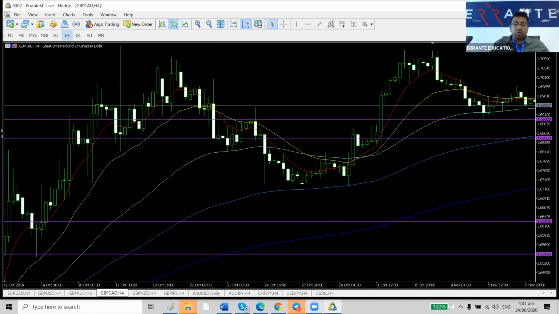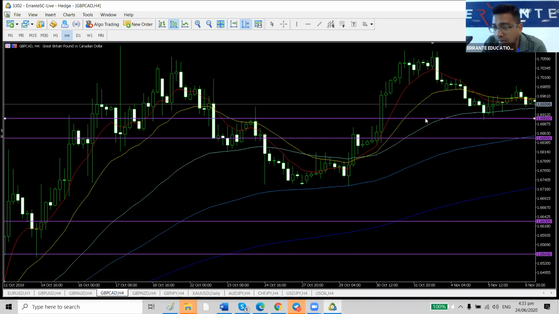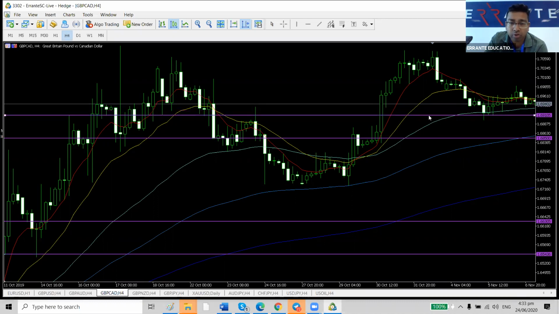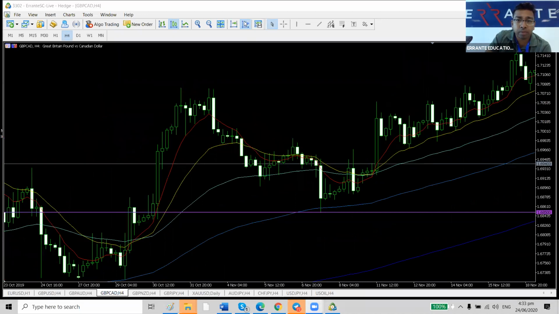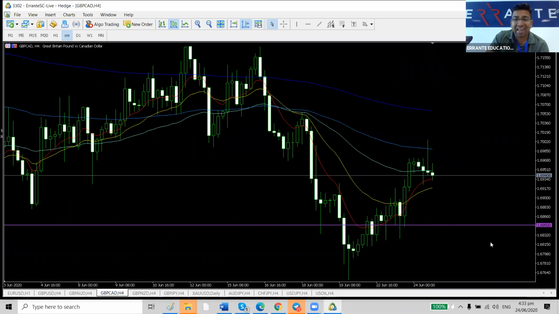So GBPCAD is trading at 1.6936 or so. I think 1.6910 would probably be better to look at it going downwards to the 1.6860 area. So I think at 1.6940 you can actually sell just now as well for GBPCAD. What we want to do as well is to look at whether or not the current trend, which is to the downside, has got momentum.